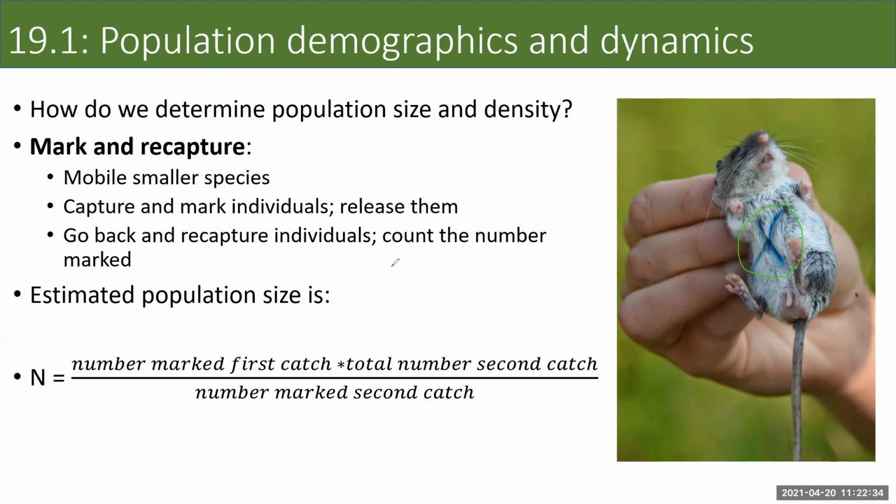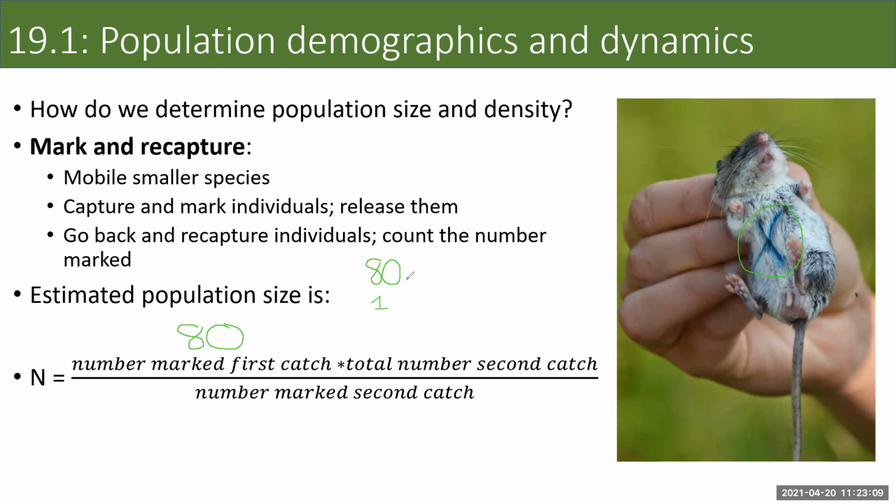Let's say we go out on the first day. We set our traps, we go back the next morning, and we capture 80 individuals. We take all of our data, we take our ear snips, and those ear snips serve as a mark. So those 80 individuals are marked. That would be the number marked for the first catch. So that's day 1.